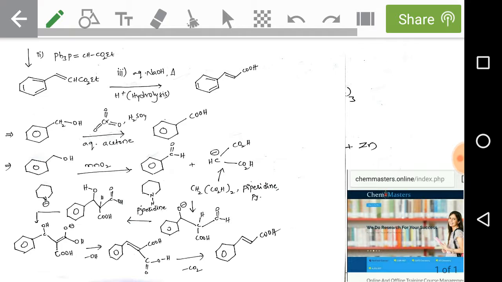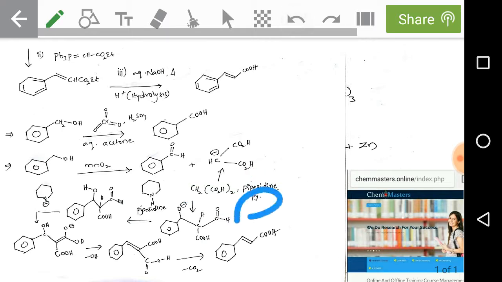Okay, now if you look at the third one, we are reacting with manganese dioxide, and benzyl alcohol produces benzaldehyde. Just remember that manganese dioxide is a well-known reagent to oxidize allylic and benzylic alcohols into their respective keto or aldehyde products. Now benzaldehyde reacts with another reagent combination, that is CH2(CO2H)2, and piperidine and pyridine.